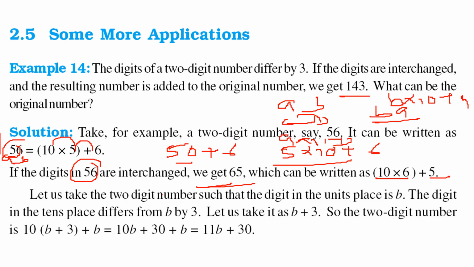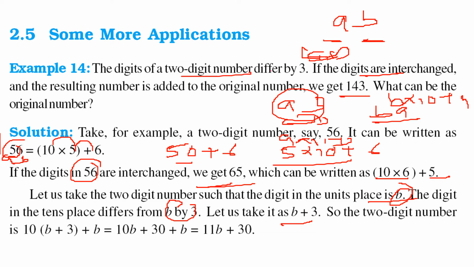So let us take the two-digit number where we have B in the unit place, as we took this AB. The digit in the 10th place differs from B by 3. So let us take it as B plus 3. One is B, the other is, because it is being given, if this is B, A is what? A is B plus 3, because the two digits differ by 3.